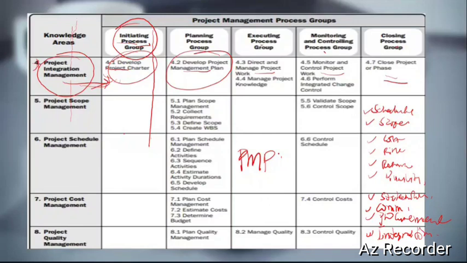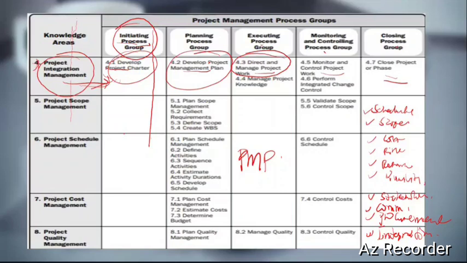Then we go to the next thing under execution. This is where we do the work. So we look at a process called direct and manage project work. This is where all the work is done. Okay, so take note. You could have a question on that. What process will capture how all the work is done? It is direct and manage project work. This is where all the work is done. So all the work that we stated in the activities, everything we have to perform, will be done here. Direct and manage project work.